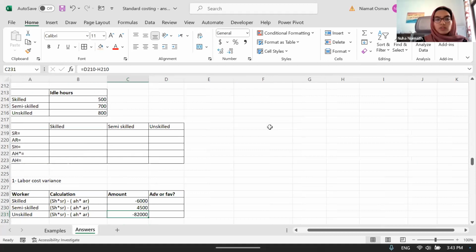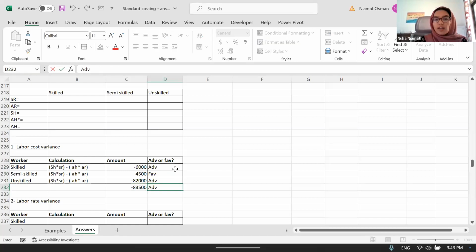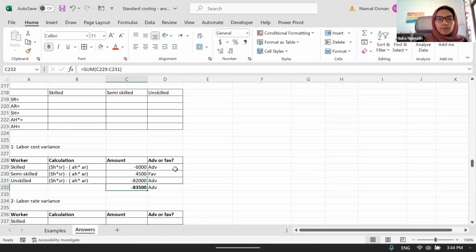Similarly for the rest too. So can somebody tell me, is this adverse or favorable variance? First is adverse, sure. Then favorable, and then adverse. So if you take the total, we get 83,500 adverse. You see how the table helps us to speed up these calculations. That's why I always draw the table and keep it in the exam.